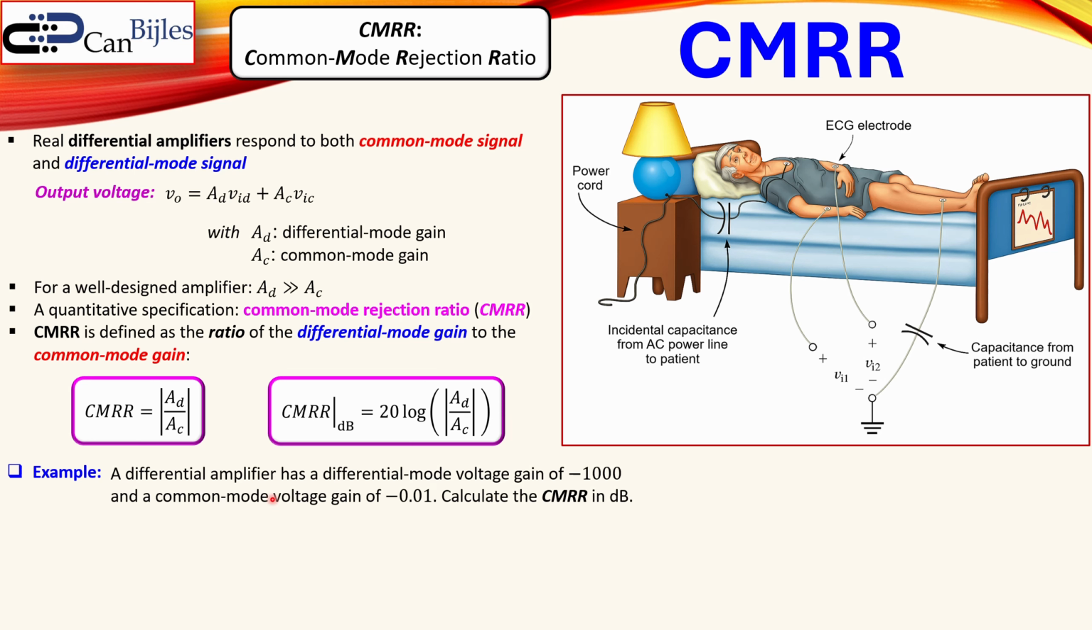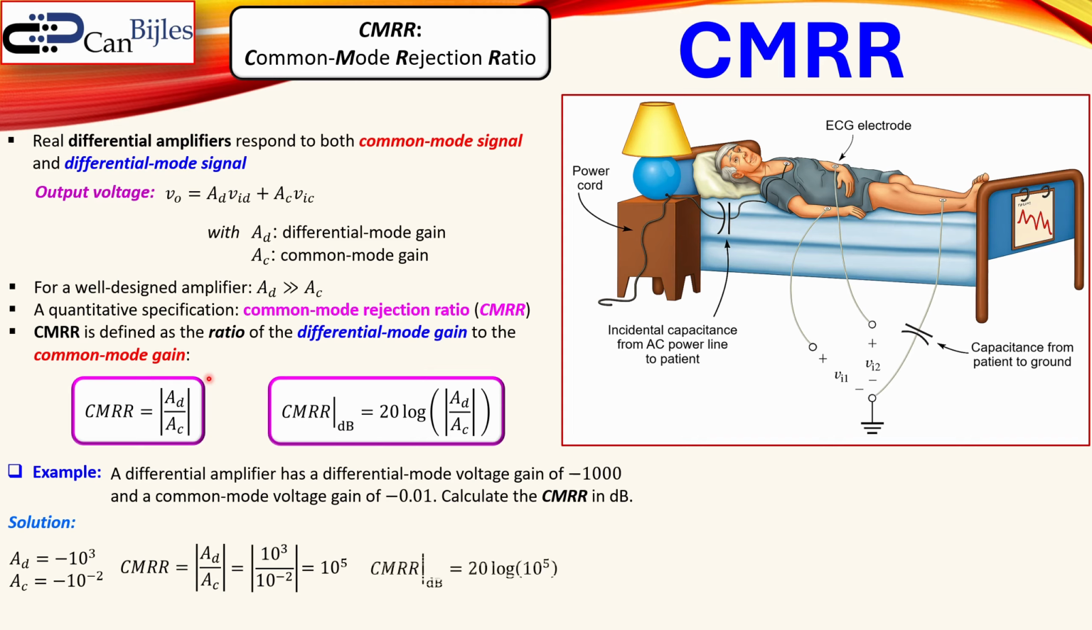Now we have a differential amplifier that has a differential mode voltage gain of minus 1000 and a common mode voltage gain of minus 0.01. In this case, we would like to calculate the CMRR in dBs. Now simply we will use this formula. So the solution says look at the AD and AC. In this case, AD is minus 1000 and AC is minus 0.01, or minus 10 to the power minus 2. You substitute that in this formula, and you get in absolute value exactly 10 to the power 5, or 100,000. And if you convert that to dBs, so 20 log of that, you get exactly 100 dBs.